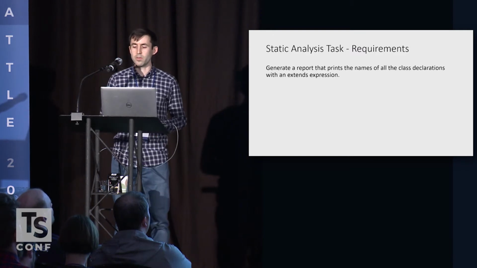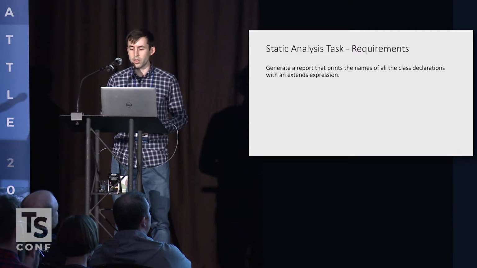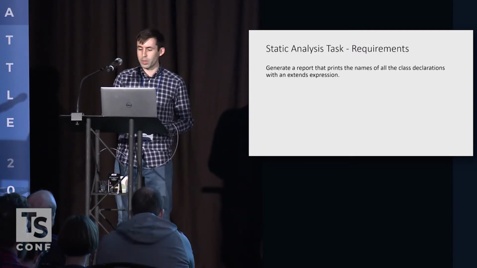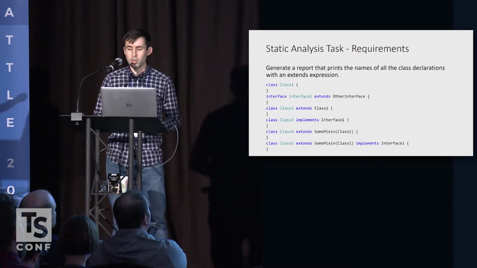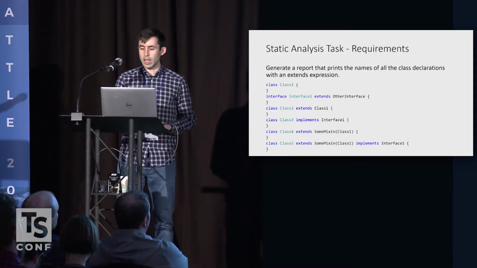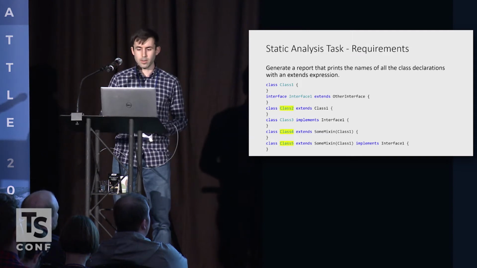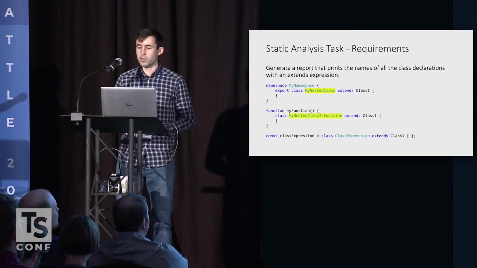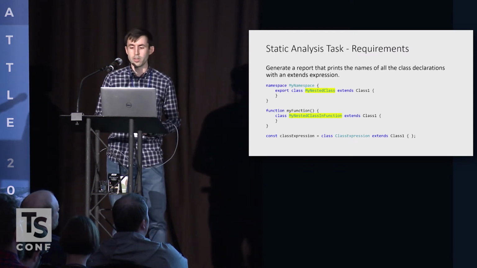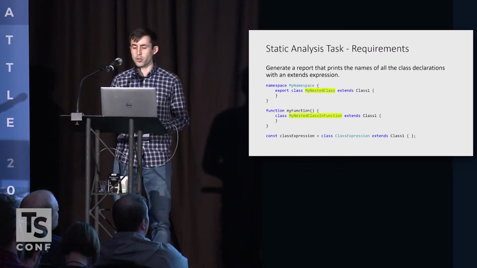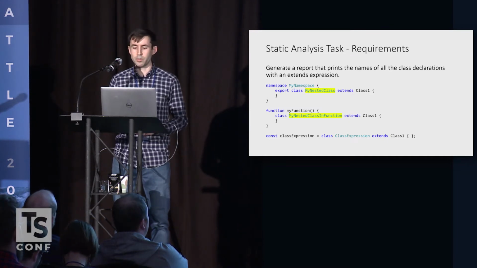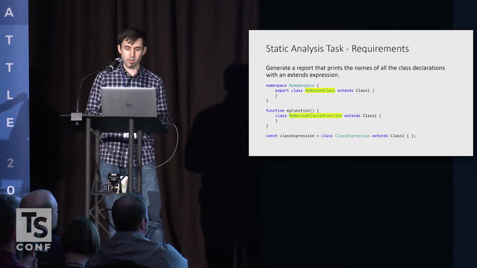Here's our first task of the talk. We want to generate a report that prints the names of all the class declarations with an extends expression. So what do I mean by that? Well, here's an example of some declarations. And we're looking for the ones that look like this. We also want to print the ones that are nested within other declarations like namespaces and functions. But for this example, we don't want to print class expression names. We don't want to deal with class expressions.